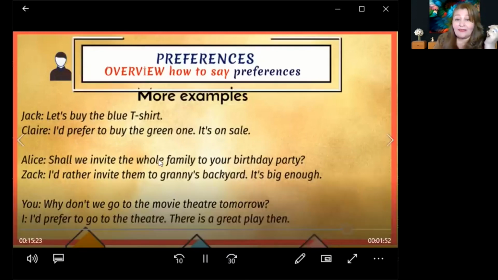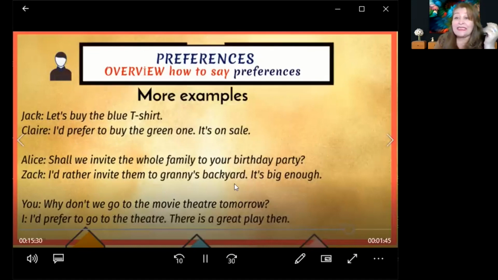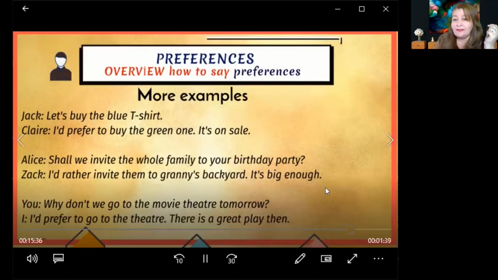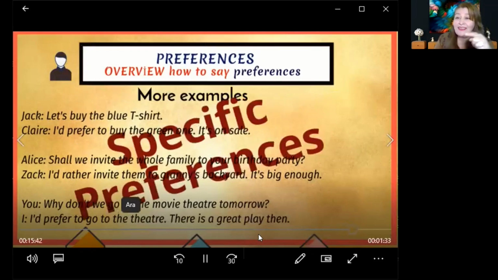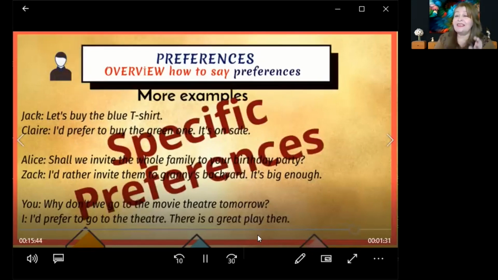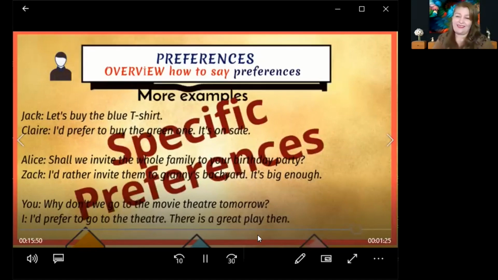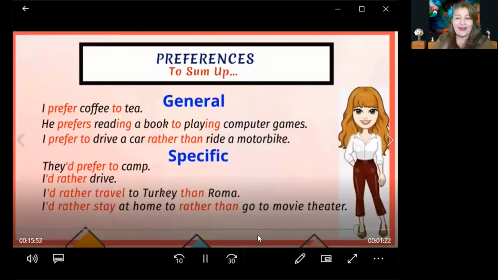And shall we invite the whole family to your birthday party? I'd rather invite them to Granny's backyard. It's big enough. Okay. Why don't we go to the movie theater tomorrow? I'd prefer to go to the theater. There's a great play then. So as you see, we have specific reasons for these activities, for our preferences. Good. Let's overview and summarize this grammar structures.